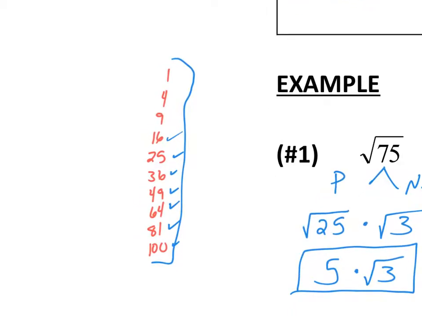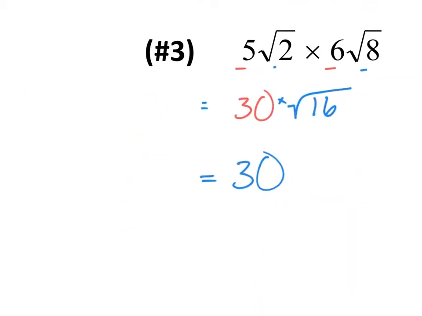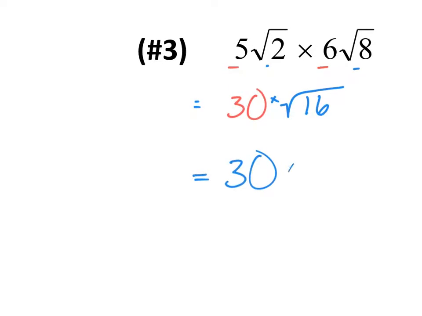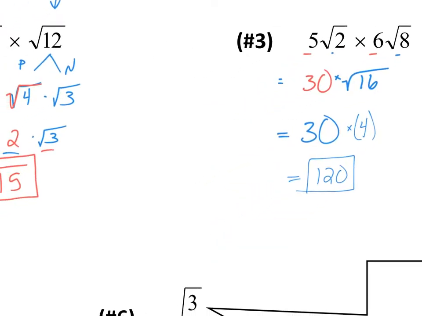So what is the square root of 16? The square root of 16 is 4. So this becomes 30 times 4, and 30 times 4 is 120. So that one worked out pretty nice. We could break it apart into, actually we combined it, and then the perfect square is 16, so we just went right into changing the square root of 16 into 4. There actually were no perfects and non-perfects there.